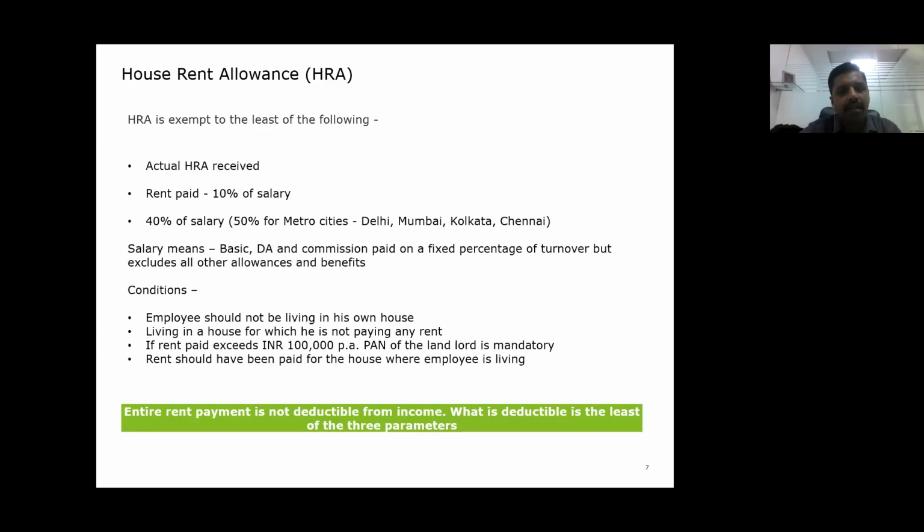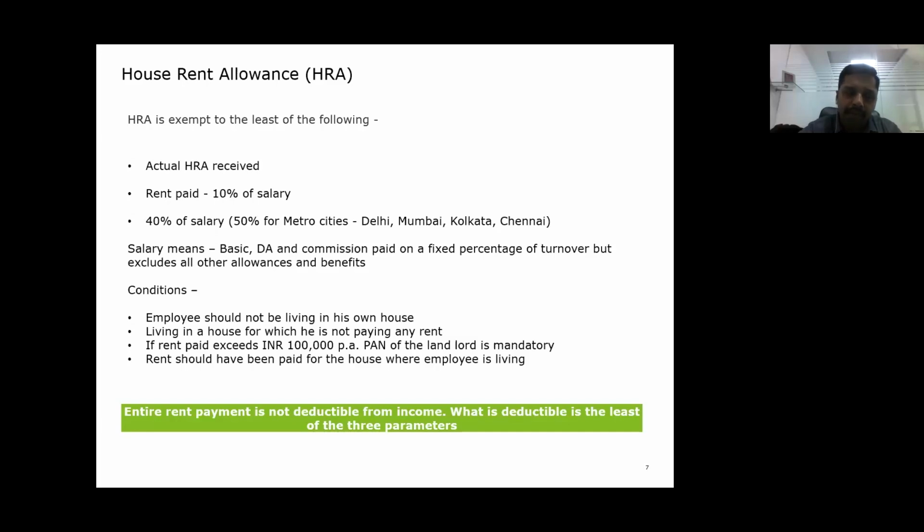So there are further conditions attached to it. What are these conditions? The employee should not be living in his own house. If he is living in his own house and paying rent to himself, then HRA exemption is not available. Living in a house for which he is not paying any rent, could be a relative's house or brother's house or parent's house, but he is not paying any rent to anyone, then he is not eligible for HRA exemption. If rent paid exceeds rupees 1 lakh for the entire year, PAN of the landlord is mandatory.